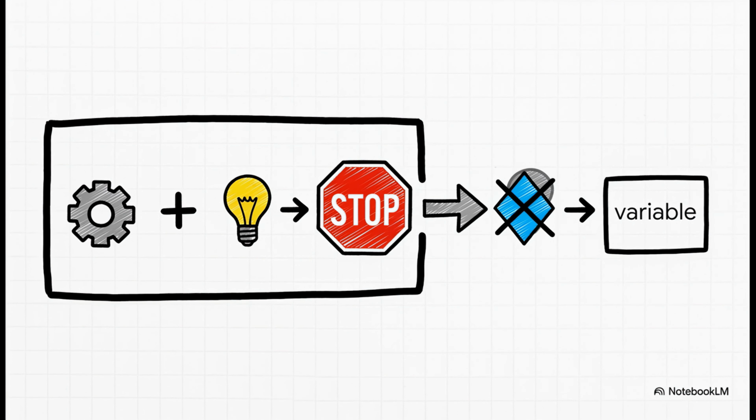The return keyword has 2 super important jobs. Job number 1, it's like a stop sign. The second the function hits return, it's done. Nothing else inside that function will run. Job number 2, it hands a value back to whatever called it. You can then grab that value and do whatever you want with it.